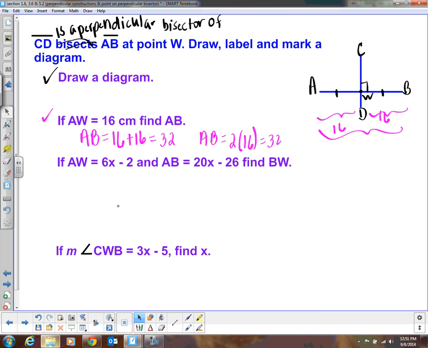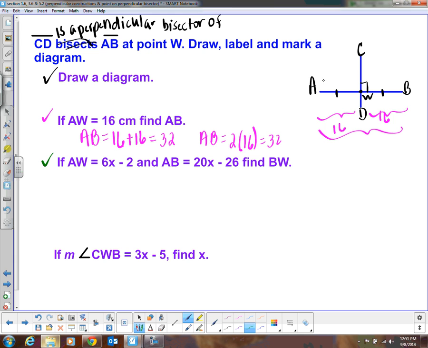All right. So now they're telling us that AW, so I think that is the pink. Let me turn to green. The green is for this one. AW is 6x minus 2, and AB, the whole thing, is 20x minus 26. We're to find the length of BW. Now, this whole segment from A to B cannot be equal to part of it from A to W. So you cannot set these equal to each other.